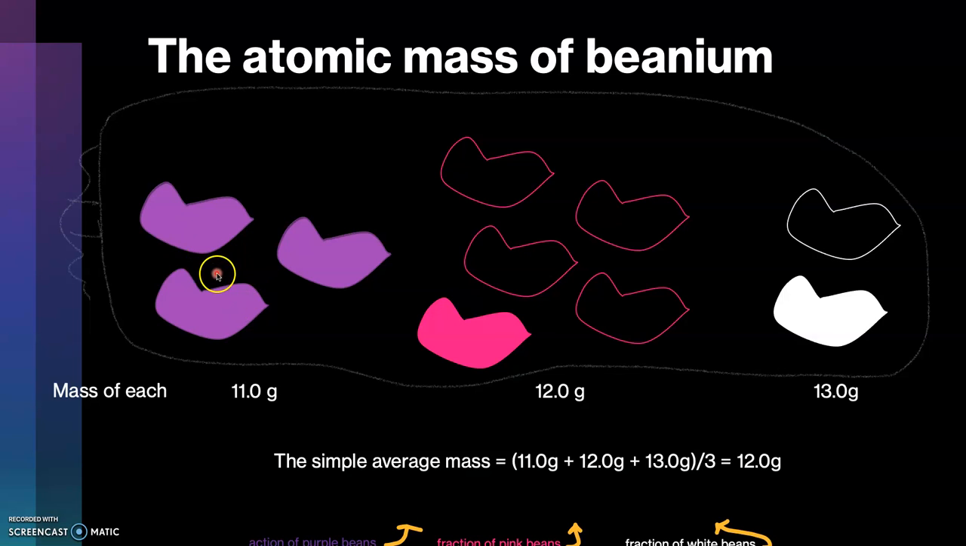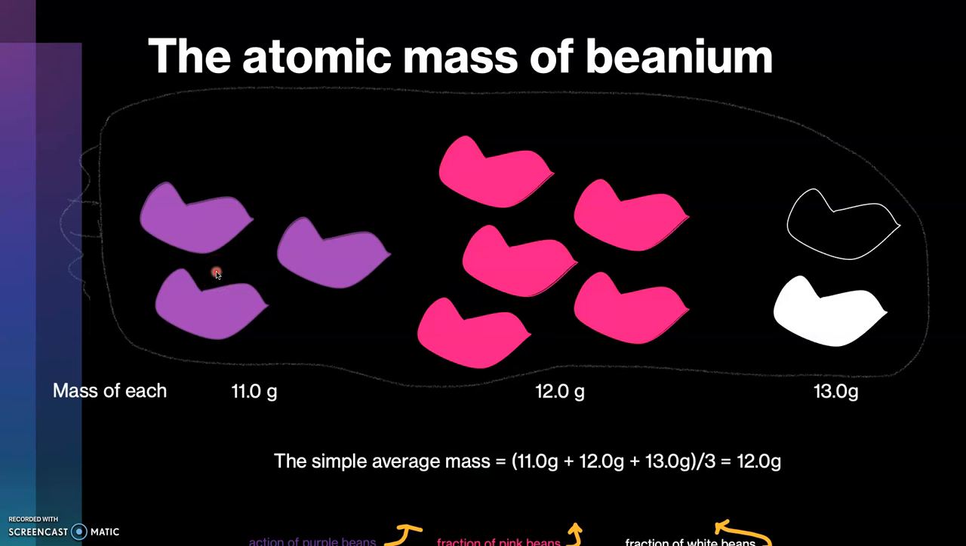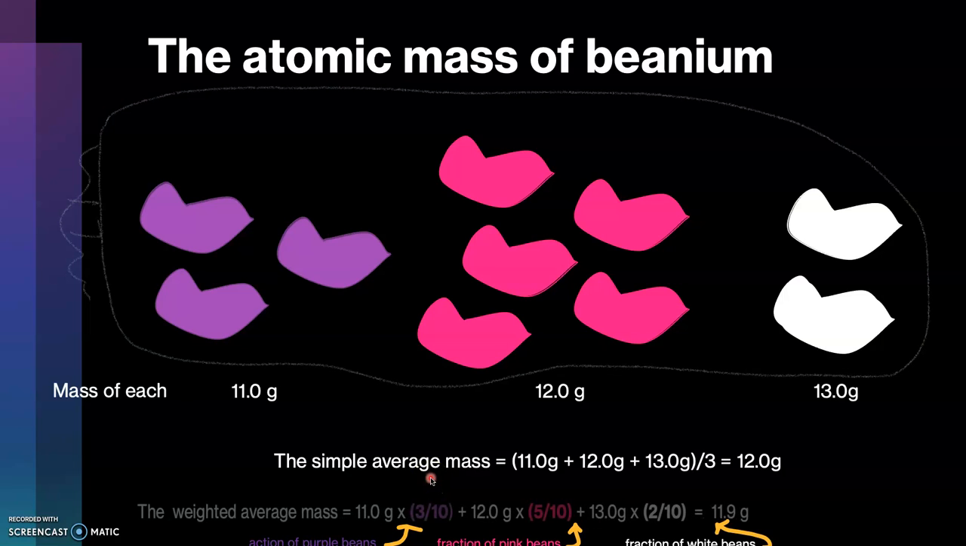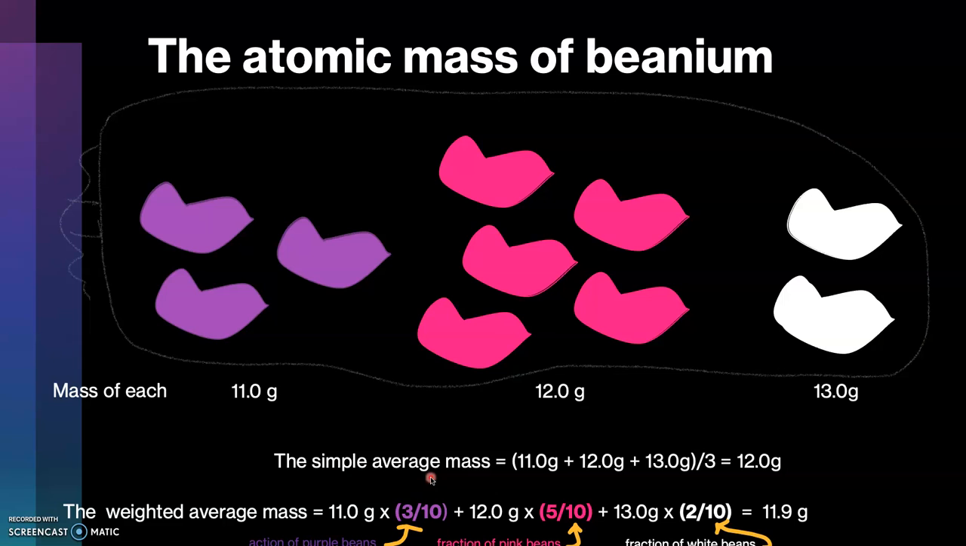For example, here for the purple, I had 3 beans. For the pink, I have 5 beans. And for the white, I have 2 beans. So you're not going to use the simple average mass. It's not accurate. So you have to calculate the weighted average mass.